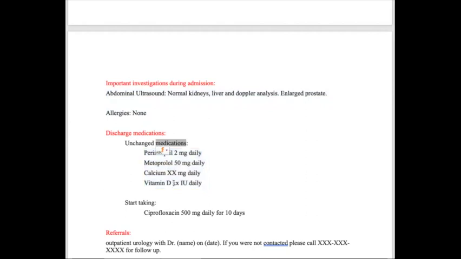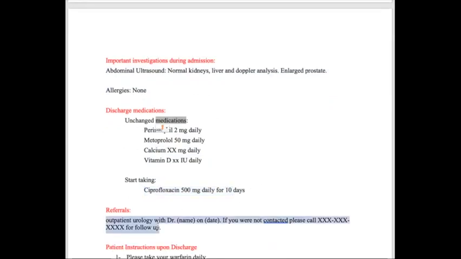What are the medications that were unchanged? What you're going to tell the patient: he should take ciprofloxacin 500 for 10 days or for 20 days. Then referrals. So we refer the patient to urology. We refer them to the doctor, his name, and he has an appointment on this date.